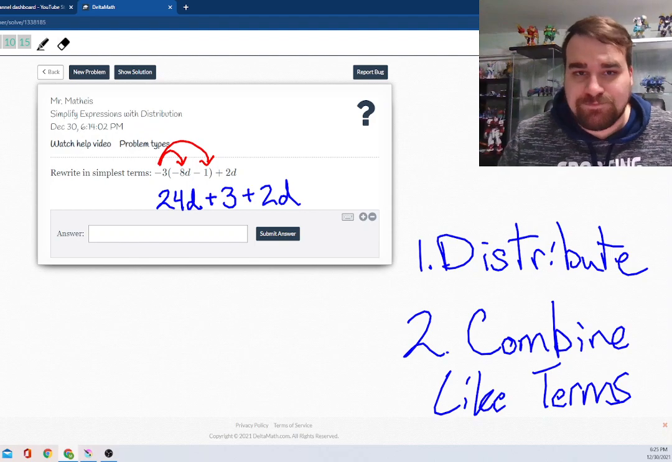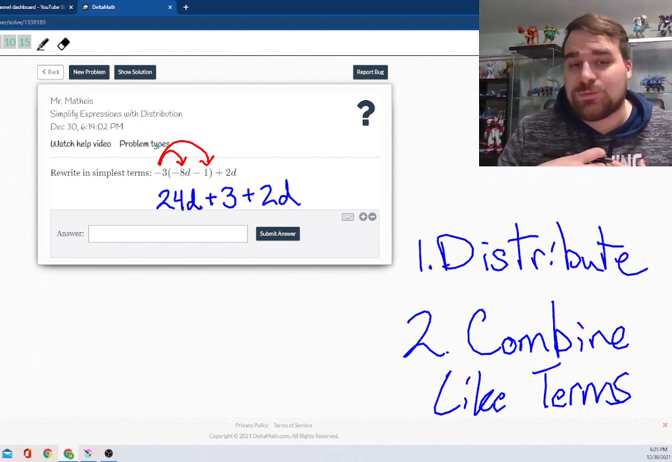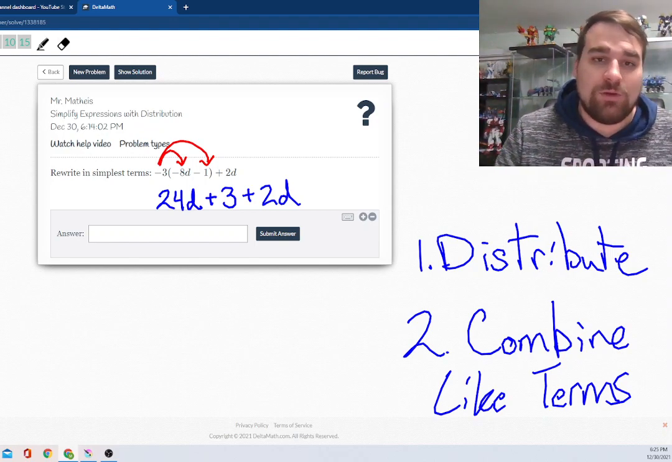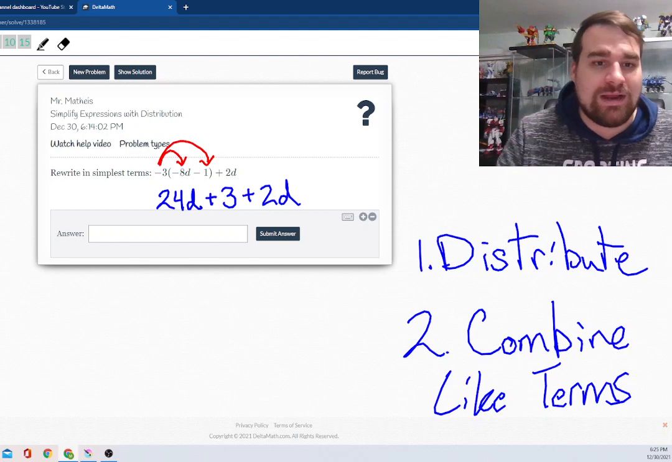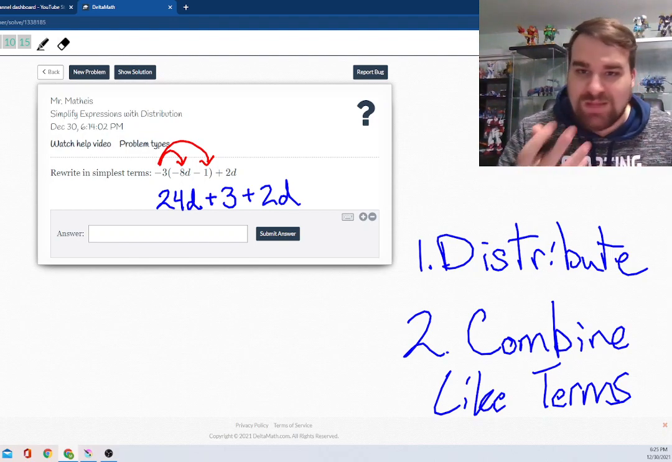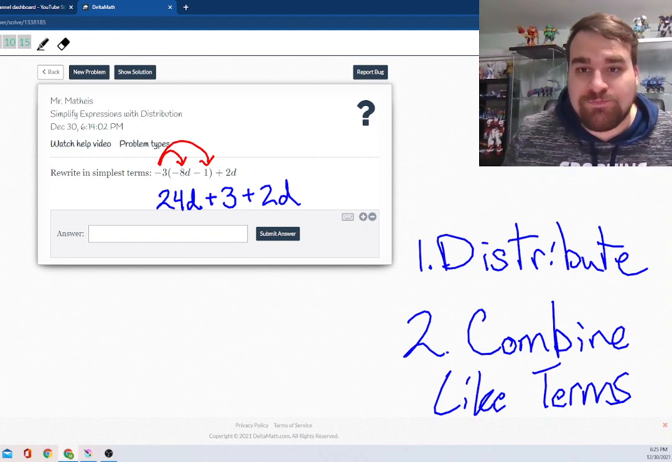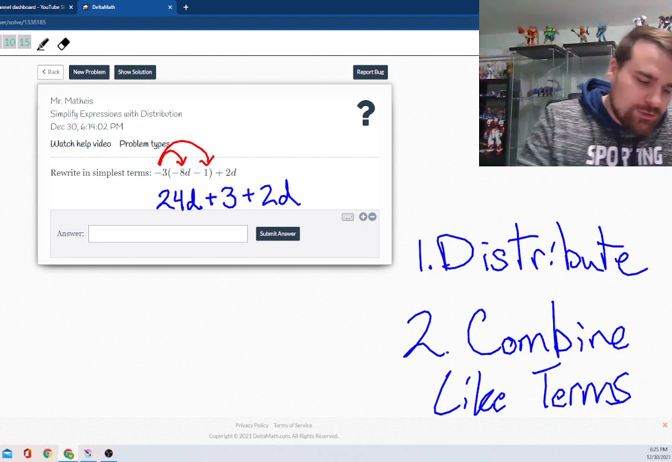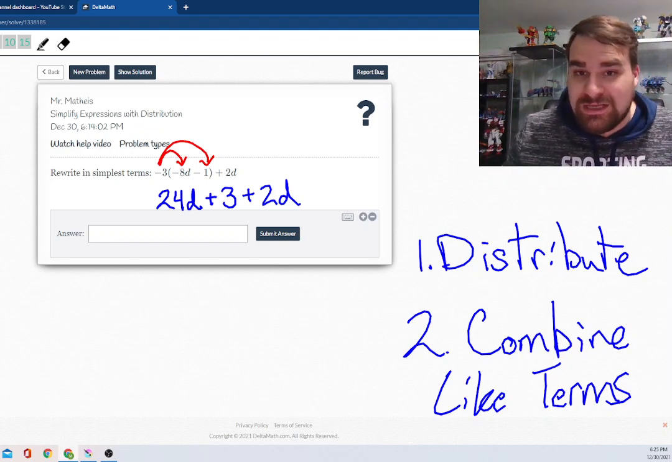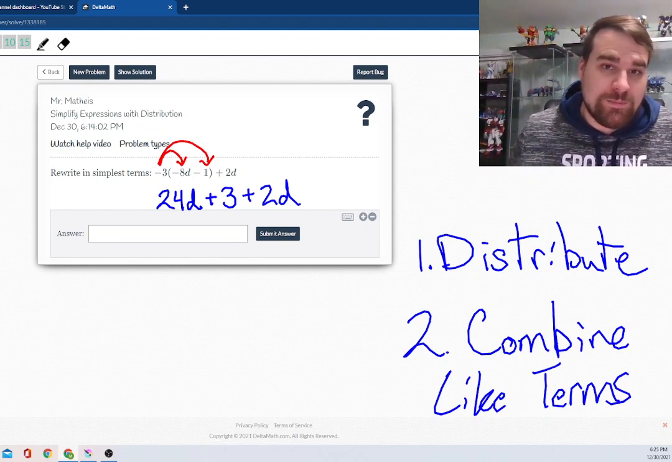Now you can already see that, at least in my opinion, this expression looks simpler than it did before. We no longer have all those parentheses in there. We no longer have this -3 that's multiplying. We just have 3 terms that are adding or subtracting. So let's do that second part, combine like terms. Just like distributing, we have gone over combining like terms in the basic sense in other videos, so check those out if you want a little bit more information there.